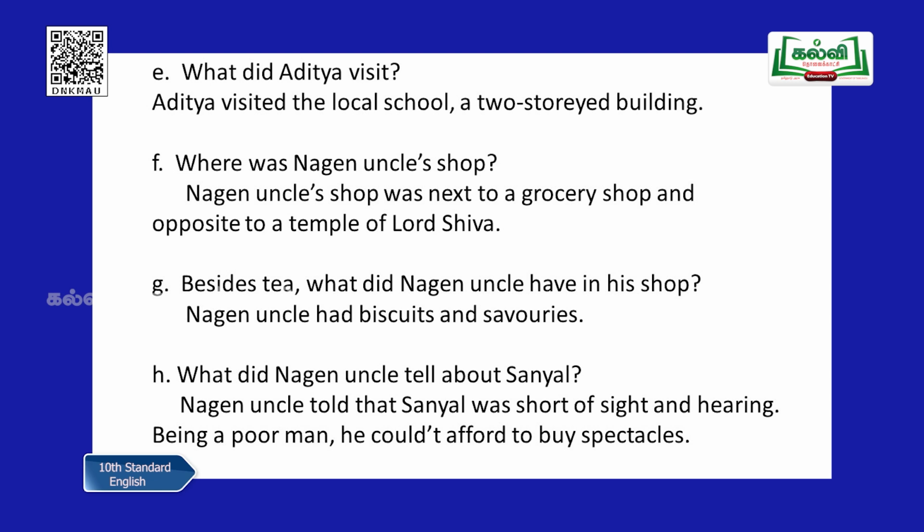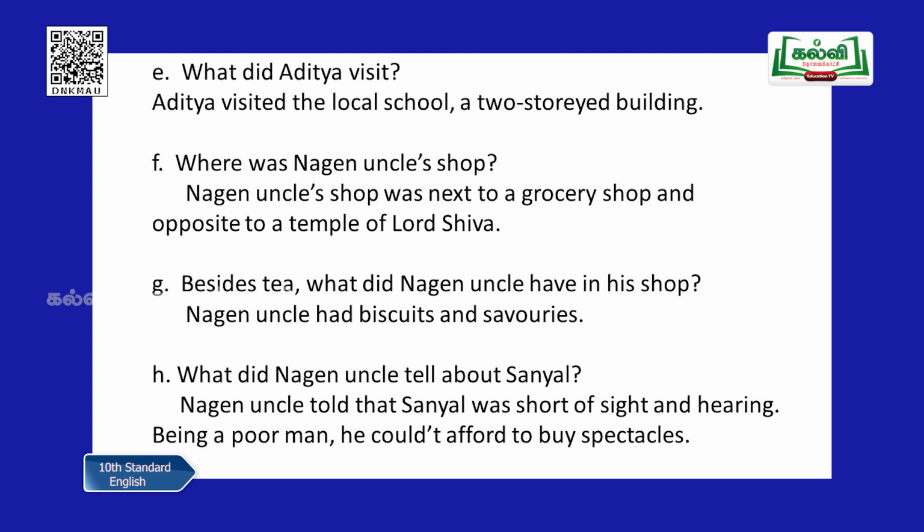Question G. Besides tea, what did Nagin uncle have in his shop? They wanted to have tea. And when they inquired, Nagin uncle told, besides tea, I have biscuits and savories. Savories, I have already given you the meaning, spicy snacks, and definitely not sweets. So he had some biscuits, and he had savories also, right? And besides tea, I have already given you the meaning of the word besides also. In addition to tea, he had biscuits and savories.